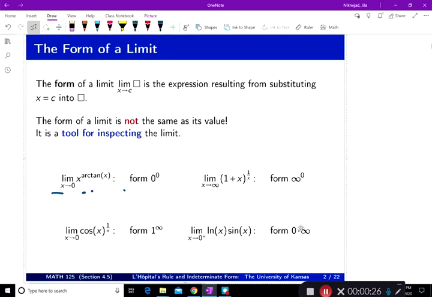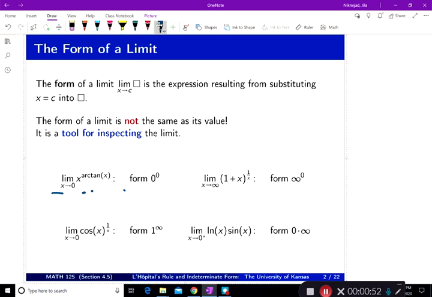So the discussion of a form of a limit: when you plug in the value, if you have the limit as x goes to c of something, you plug in that c in there, and it's not necessarily always a number. Sometimes you cannot say if it's an infinity or what it is.